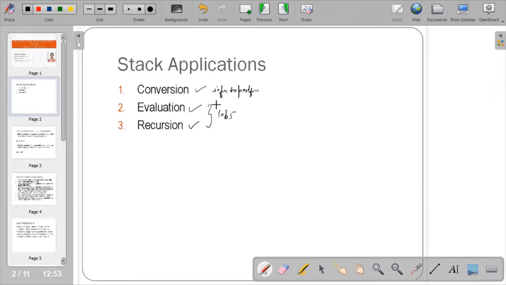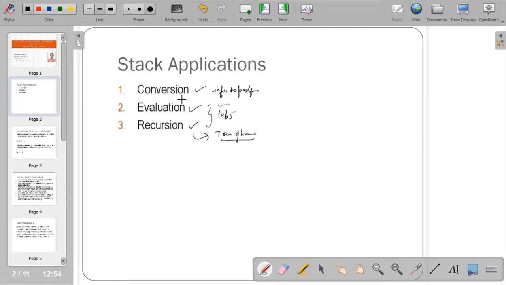Evaluation means we will learn the evaluation of a postfix expression. Under the concept of recursion, I hope you already know the process of recursion. It is the process in which a function calls itself directly or indirectly. Under recursion, you will be learning the Tower of Hanoi. This problem is also explained in lab program 5.